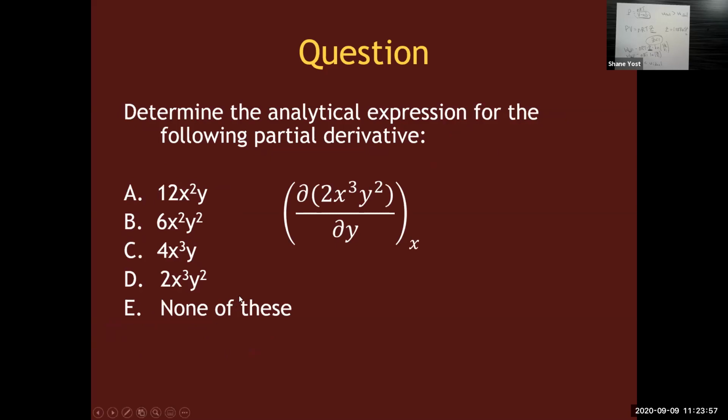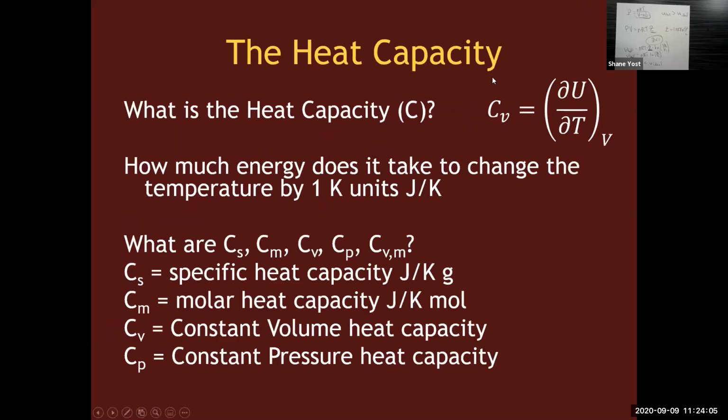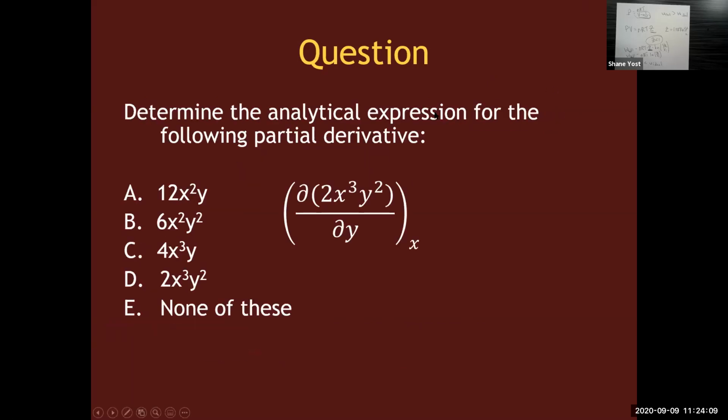Just as a reminder, we've done math review before, but because we're talking about these partial derivatives, like C_V is del U del T at constant volume, what would this partial derivative equal here?